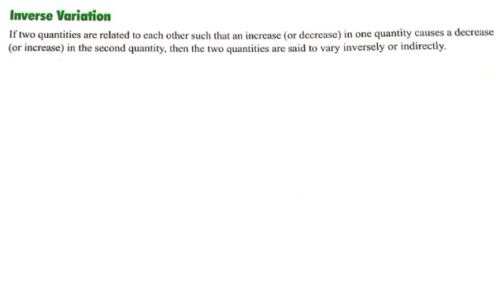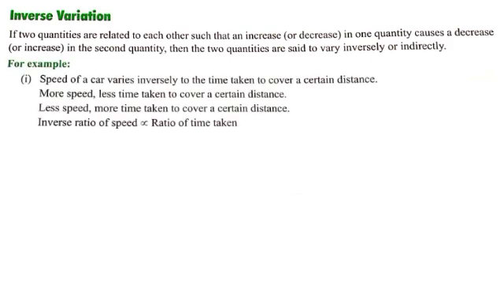Inverse variation. If two quantities are related to each other such that an increase or decrease in one quantity causes a decrease or increase in the second quantity, then the two quantities are said to vary inversely or indirectly. For example, the speed of a car varies inversely to the time taken to cover a certain distance. More speed, less time taken to cover a certain distance. Less speed, more time taken to cover a certain distance. So inverse of ratio of speed is directly proportional to the ratio of time taken.